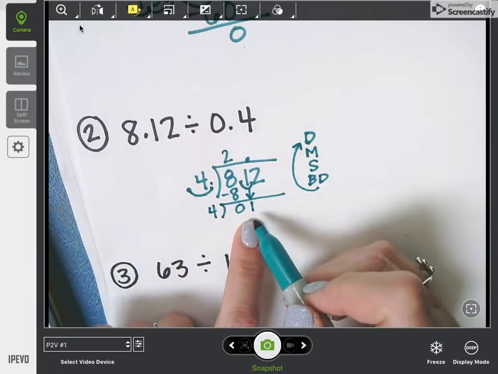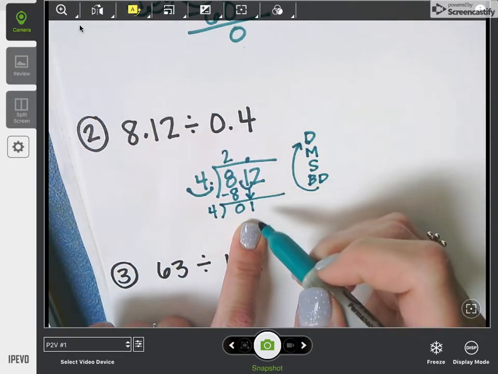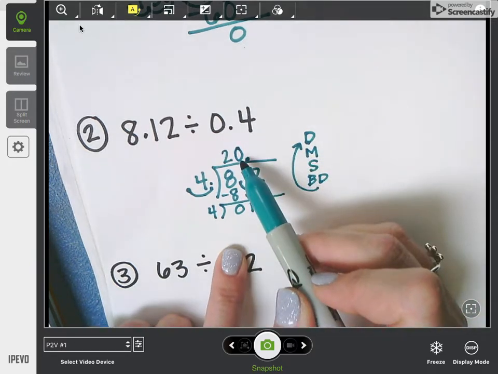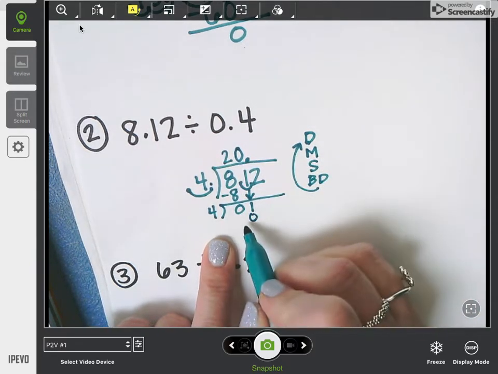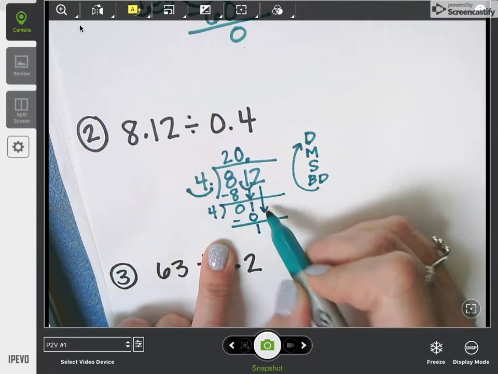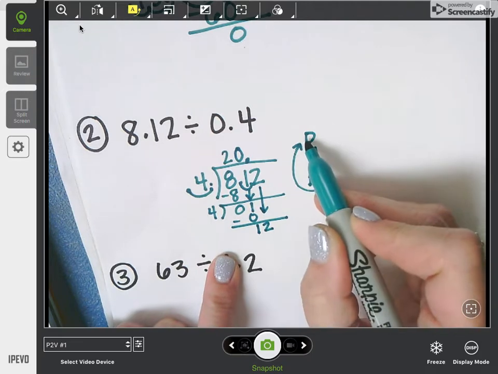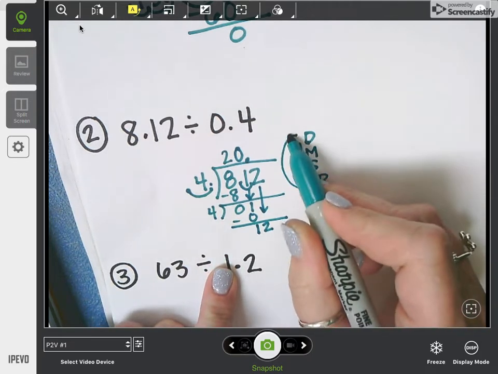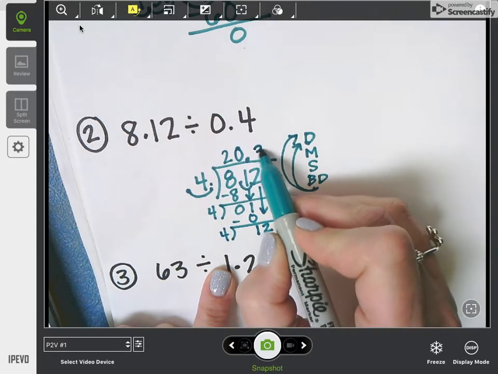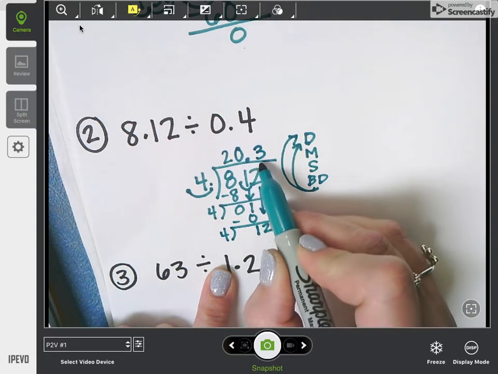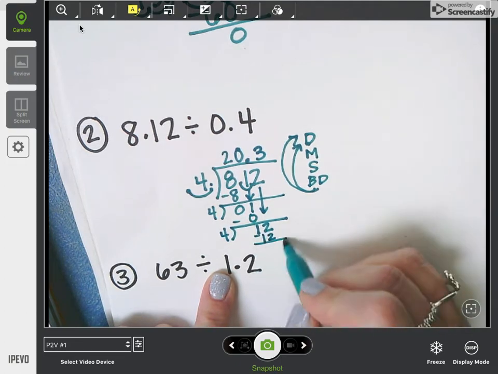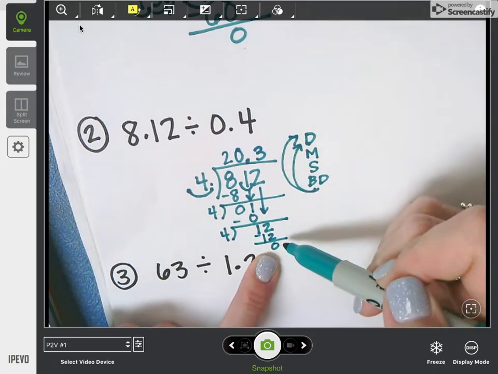4 can't go into 1. I can't pull any 4s out of 1, so I'm going to put it in there 0 times. I'm going to multiply. 0 times 4 is 0. Subtract 1 and bring down the last digit, 12. And we go back and start this process all over again. 12 divided by 4 is 3. This time my digit goes on the other side of the decimal. 3 times 4 is 12. Subtract, 0, with nothing left to bring down.